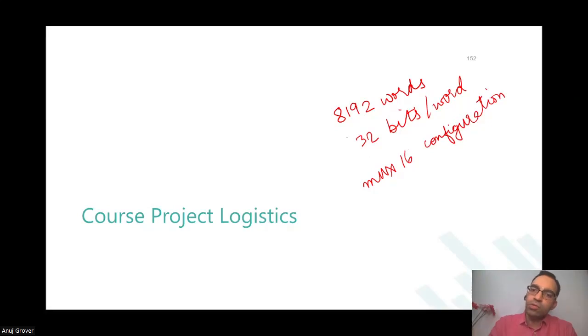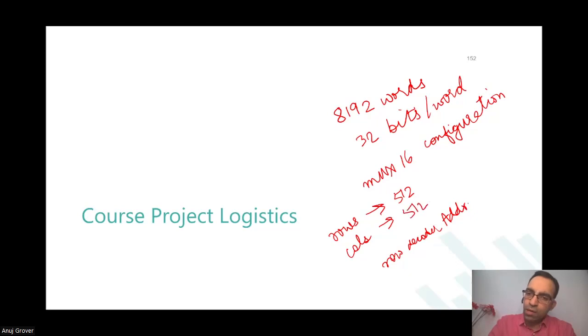So let us quickly do some number crunching. How many rows are we talking about? Quickly. 512. How many columns? 512. How many address bits would you use for row decoding?